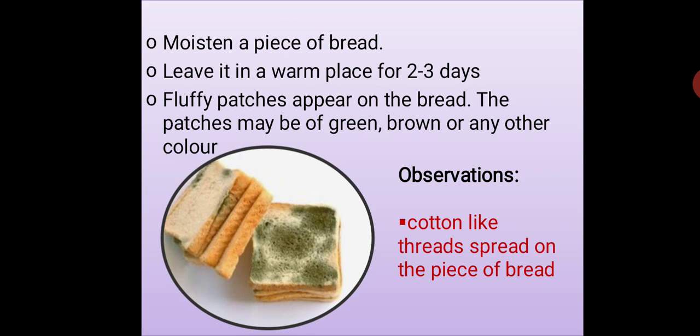Moving on to the slide, moisten a piece of bread. Leave it in a warm place for 2 to 3 days. Fluffy patches appear on the bread. The patches may be of green, brown or any other color. Observations are cotton-like threads spread on the piece of bread. You can see in the image certain patches of brown or black colors appear, and these patches are due to the growth of fungi.